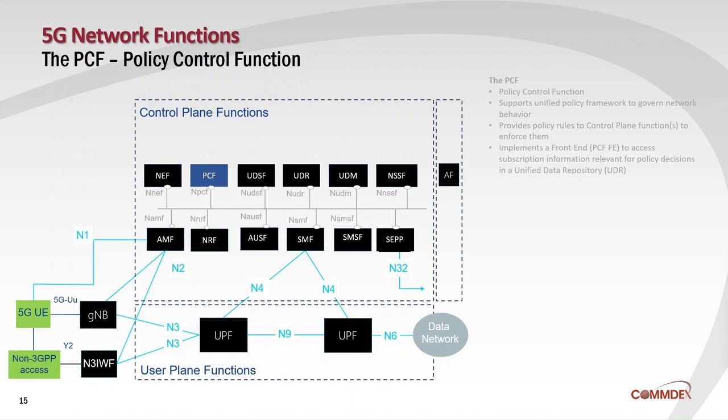The PCF is the policy control function. It supports a unified policy framework that governs network behavior. It contains policies for quality of service, charging, network slicing, roaming, and mobility. Policy control can be related to data sessions or non-data sessions. Policy control not related to data sessions refers to how the operator can control the way a specific user can access the network.